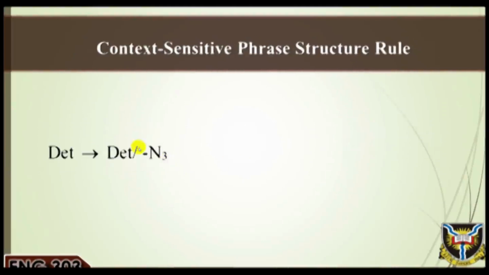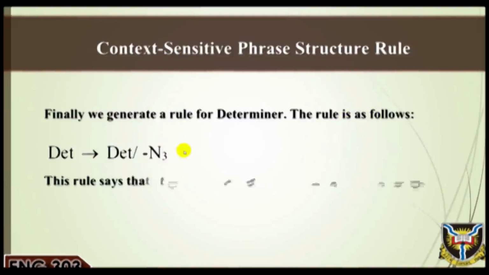Finally, we generate a rule for determiner. The rule is as follows. This rule says that the determiner occurs before N3, man.